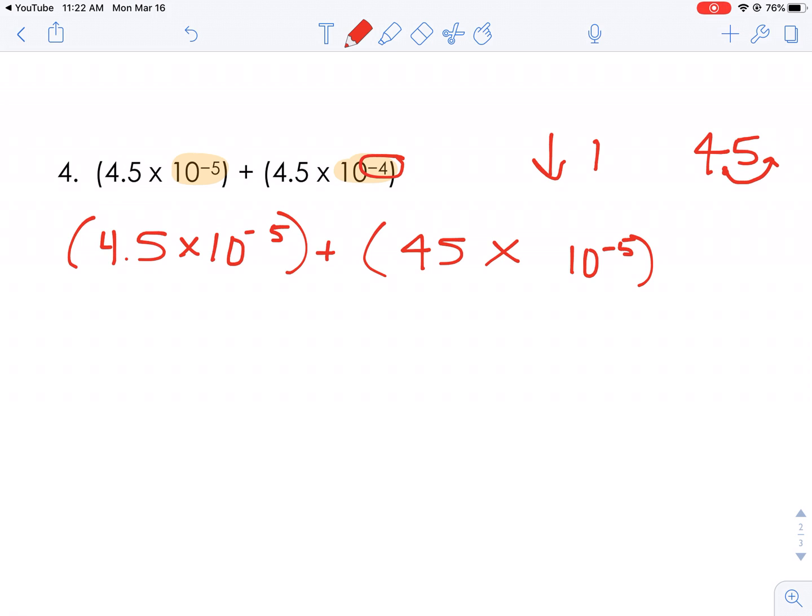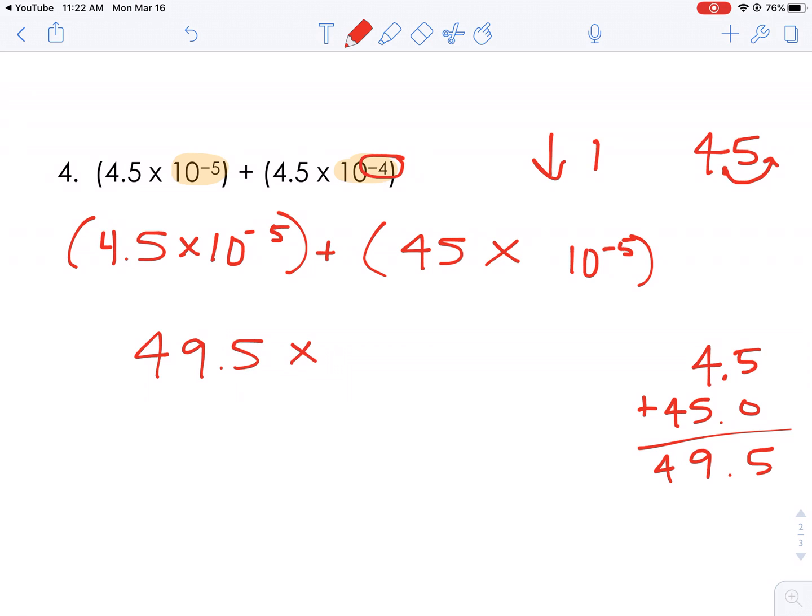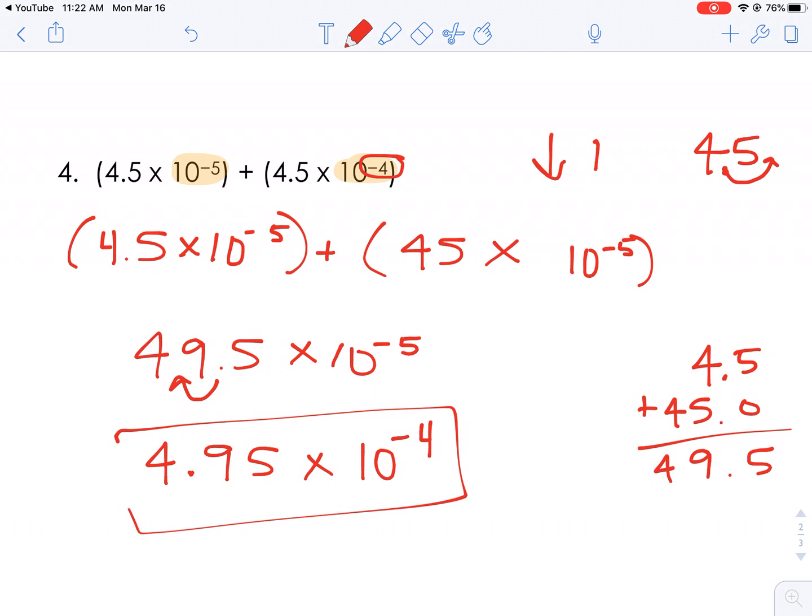Okay, now we're adding, so we're going to take 4.5 plus 45. Again, make sure we line up our decimals. We can think of that as 45.0. This would give us 49.5. And then our power of 10 stays the same, so 10 to the negative fifth. Okay, this is not in scientific notation. We need our decimal to be 1 to the left, so 4.95. That makes our number smaller by 1 spot, so our exponent needs to get bigger by 1. Bigger than negative 5 is negative 4. So that gives us a final answer of 4.95 times 10 to the negative fourth.